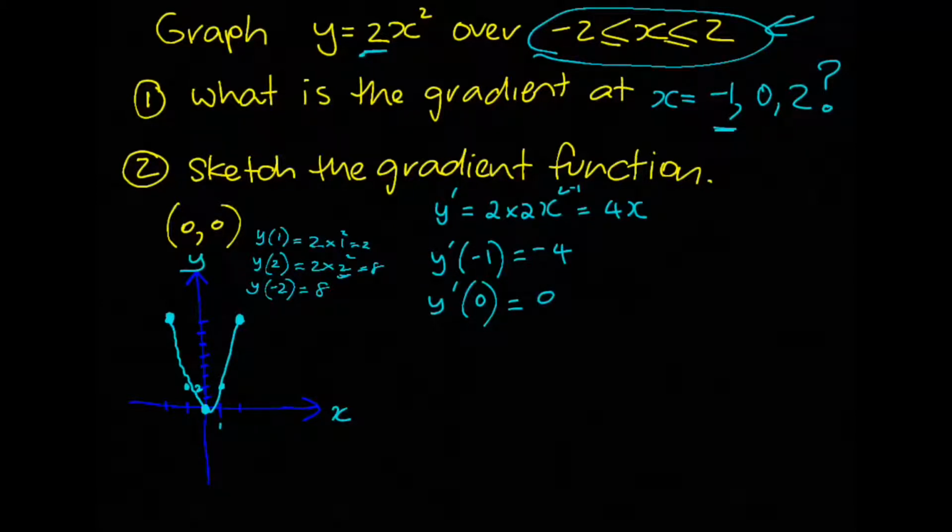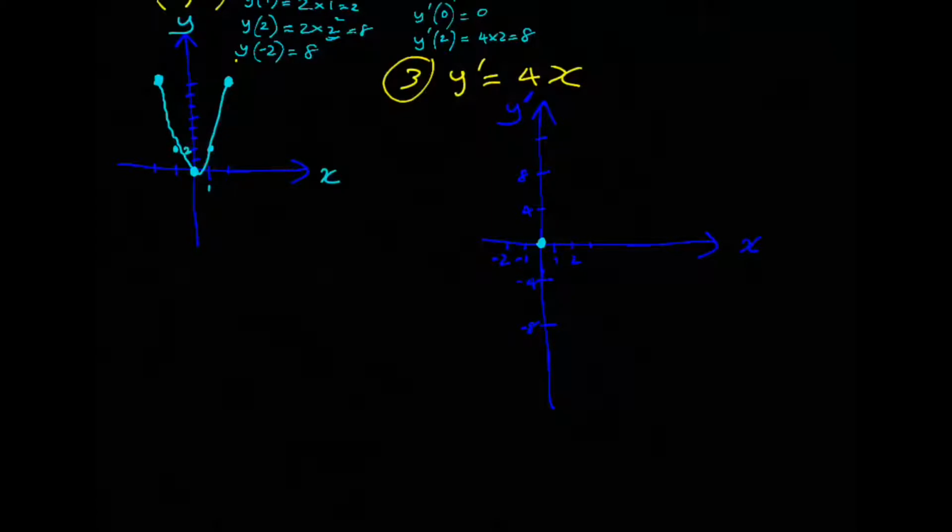Remembering the gradient is the change in y on change in x, and the gradient at the point 0 is a horizontal line, so the change in y is 0. Okay, so y dash of 2 is equal to 4 times 2, which is equal to positive 8. That's the gradient of the tangent line at that point. Okay, so part 2 wants us to graph the function of the derivative.